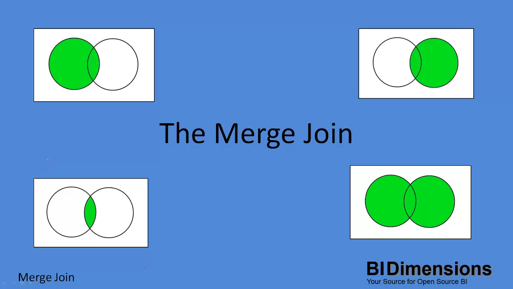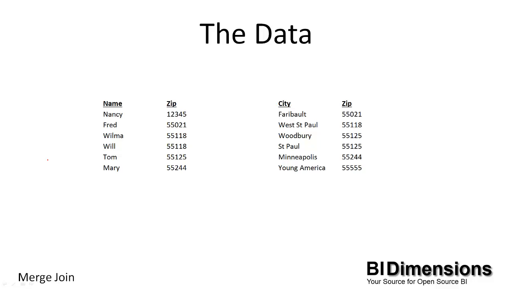Today I'd like to talk about the merge join. This is a way that we can bring two sets of data together based on a single key that they both share. Let's start off by looking at the data. We have some data on the left and data on the right. Now when you're doing joins, we refer to left and right.